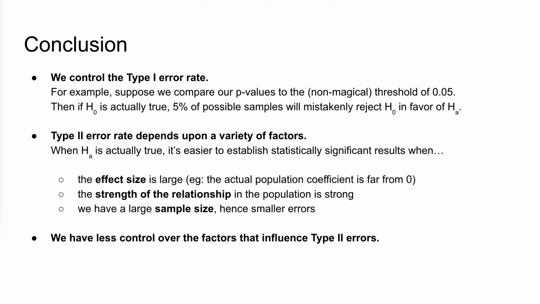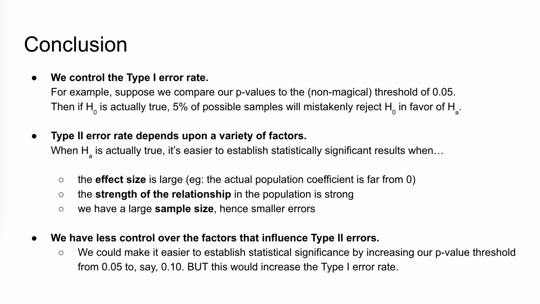If we really wanted to avoid type 2 errors, we have a couple of options, in theory at least. We could make it easier to establish statistical significance, hence decrease type 2 error, by increasing our p-value threshold from 0.05 to say 0.1. However, this would also lead to an increase in the type 1 error rate. Or we could take a larger sample size. However, this is easier said than done. Data collection is often a time-consuming, costly process.